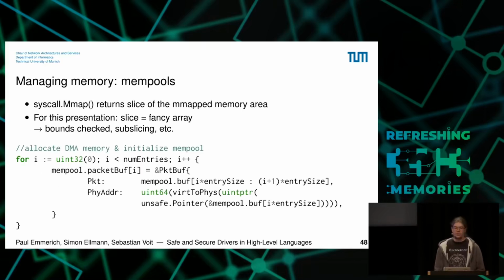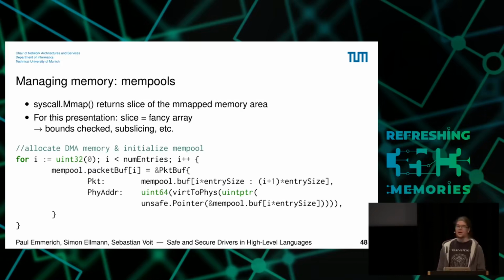So, two quick examples. First of all, mempools. Here you can kind of see how we manage the DMA memory. First of all, we allocate the DMA memory, initialize the mempool, and then this mempool.buff, this is actually the whole memory mapped area. We can just subslice this into packet buffers. So you see, that's pretty easy.